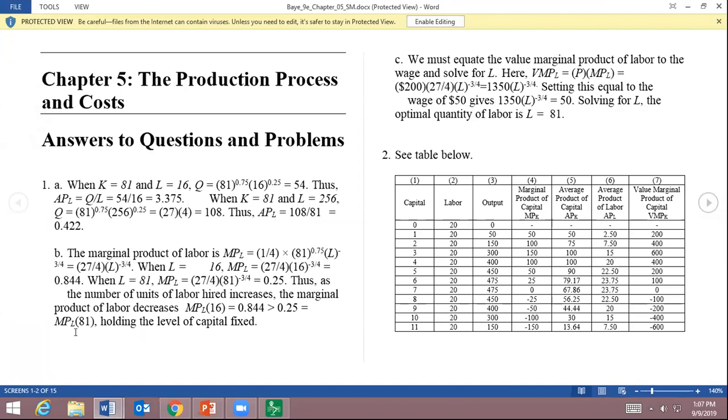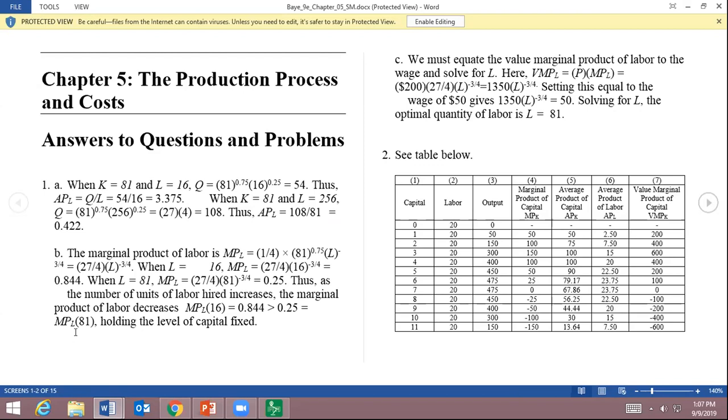Anytime we have an average, that just means that we're taking the Q and dividing by something. So the average product of labor is equal to Q divided by L, which is equal to F of K and L divided by L, which is equal to K to the 3/4 L to the 1/4 divided by L. Everybody with me so far?